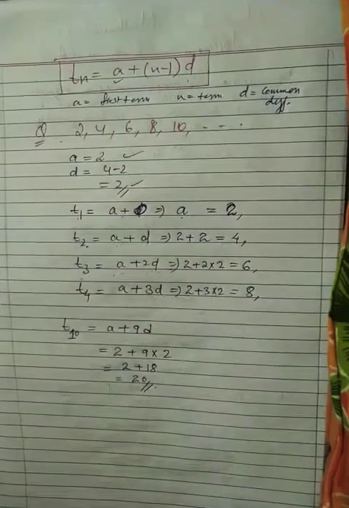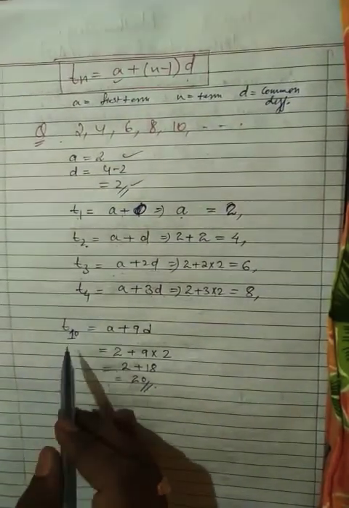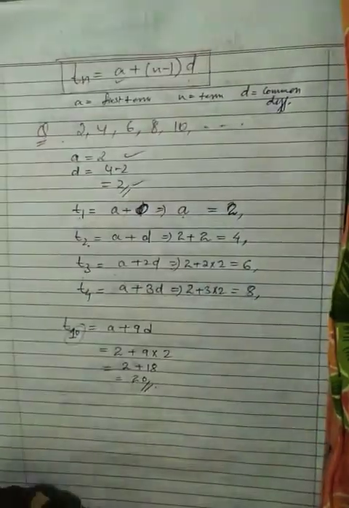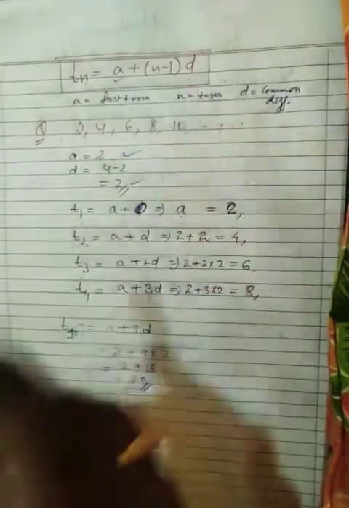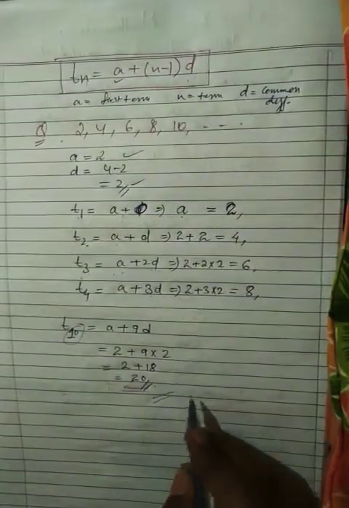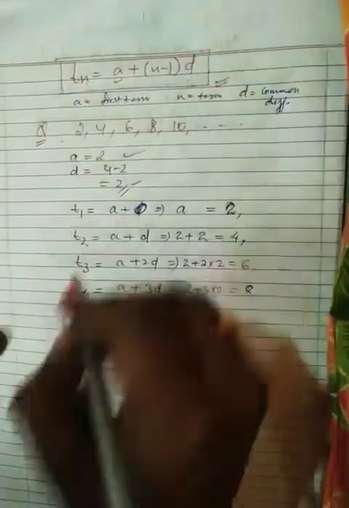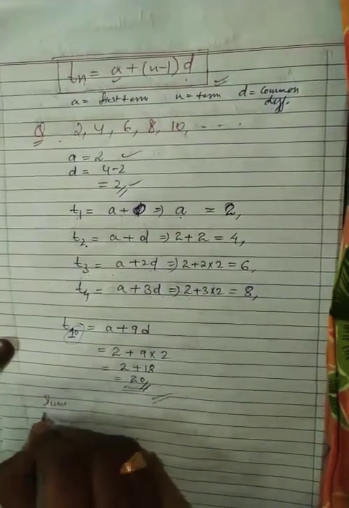The formula is A plus n minus 1 into D. Which term I need to calculate, that I need to know. That will be n. Understood? In T10, 10 is the n. Clear? That term we can calculate with the formula A plus n minus 1 into D. So this is how we calculate the nth term. Clear? So this is the term formula, and now one more formula, for the sum.